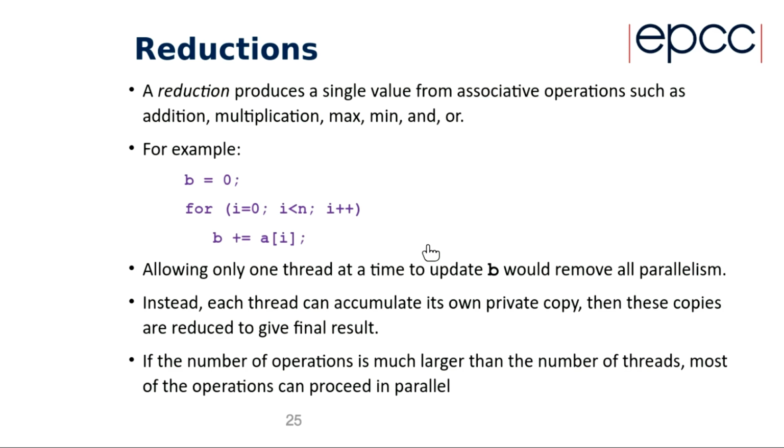So the solution here is fairly obvious. What we would like to do is to have each thread accumulate a partial sum in its own copy of b, and then have those copies added together at the end of the loop. If the number of operations is much larger than the number of threads, then most of those operations can proceed in parallel, and there are a small number of operations, of order of the number of threads rather than of order of the number of iterations, which have to be synchronized at the end.